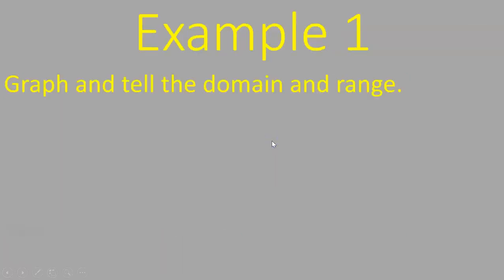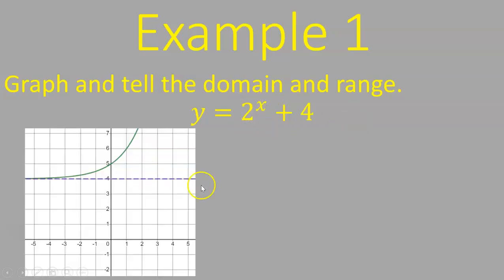Here's an example: graph, and tell the domain and range. Okay, so here, again, this is exponential because you have a variable in the exponent. It's a base of 2. So I'm going to go ahead and put the graph up, and let's talk about it. First, the asymptote is this vertical shift up for us, the purple dashed line. Note that it's a growth, okay, because the base is bigger than 1. So it goes up to the right.